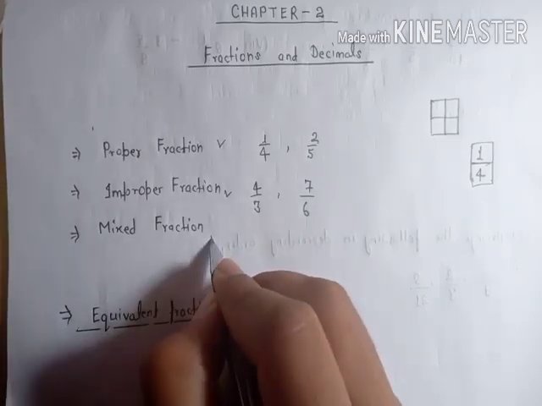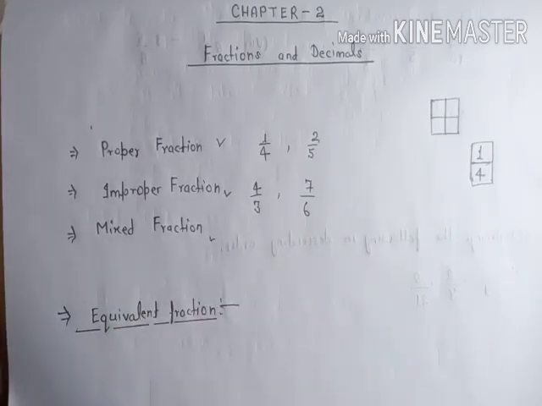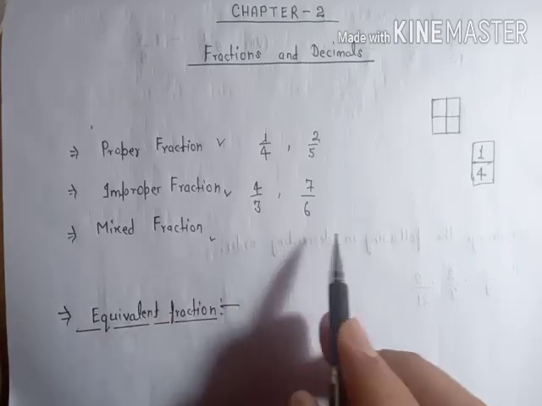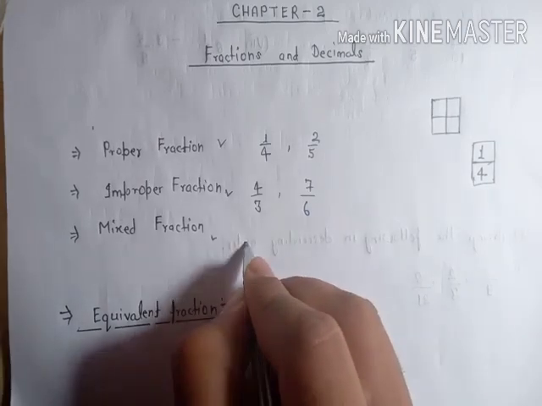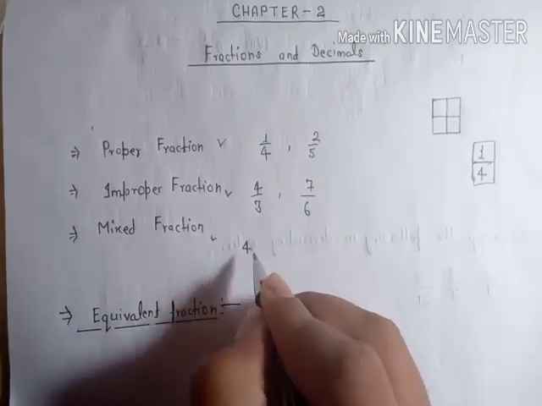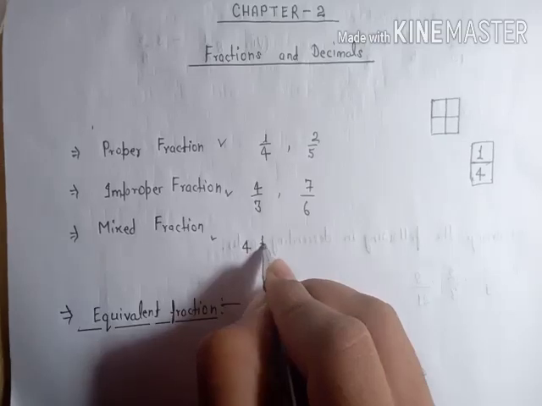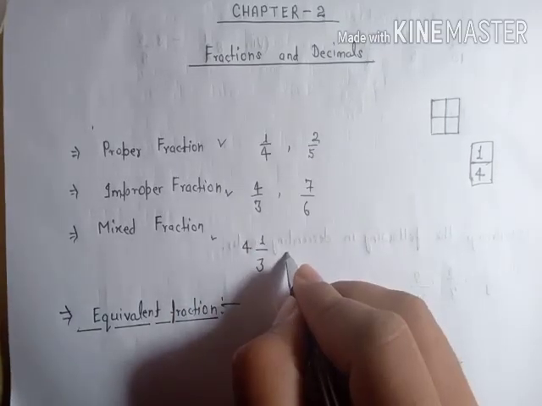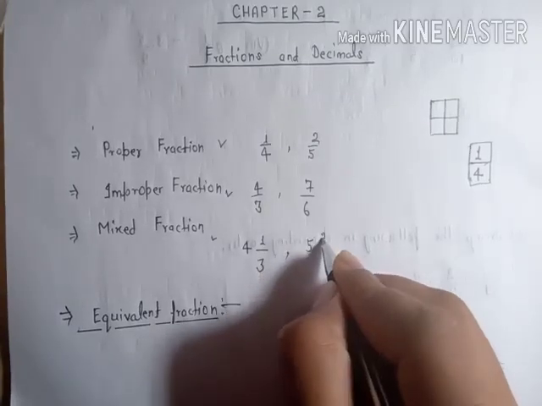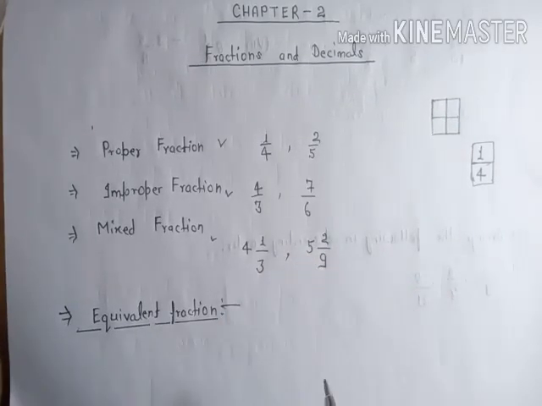And here we have the mixed fraction. What is that? Mixed fraction means when you write these improper fractions in a special arrangement, like if you write 4 whole 1 upon 3, or 5 whole 2 upon 9. These types of fractions are mixed fractions.